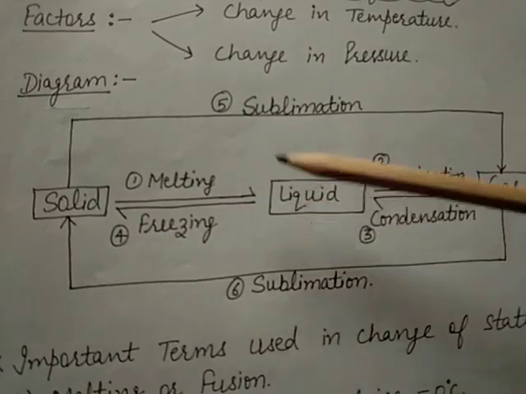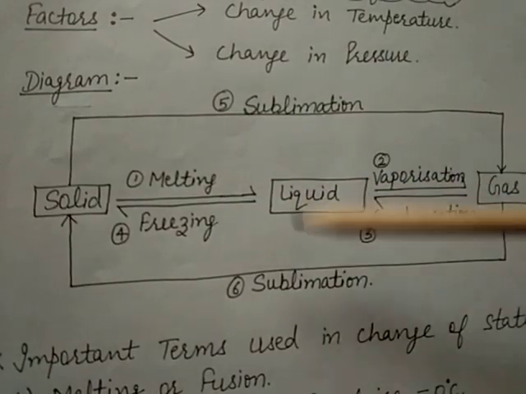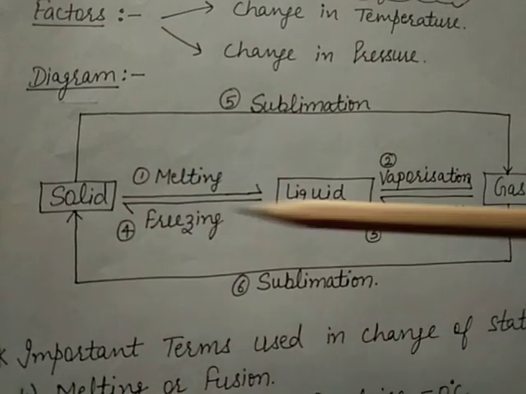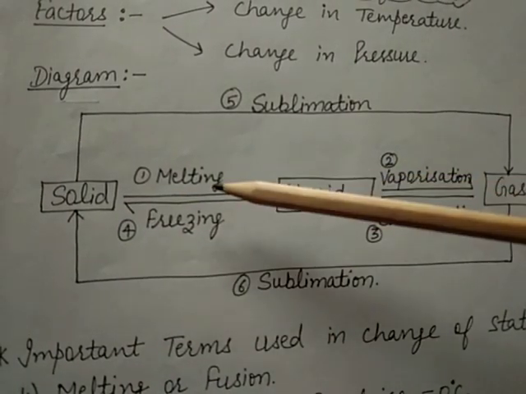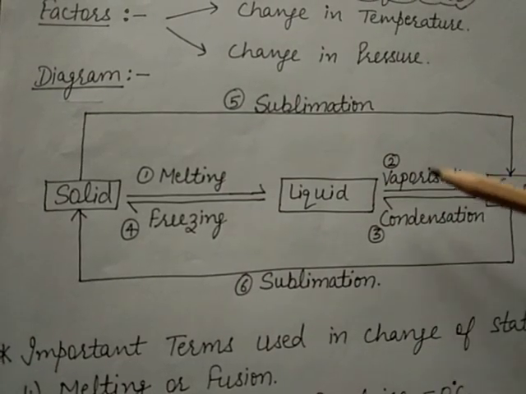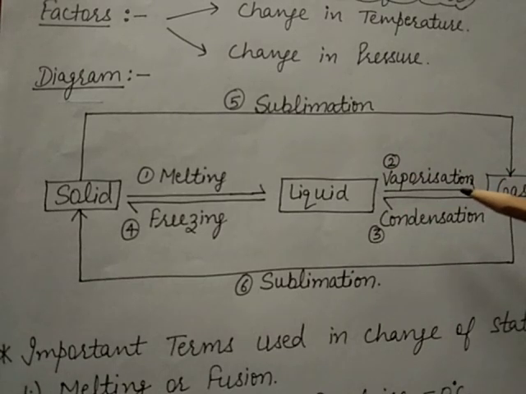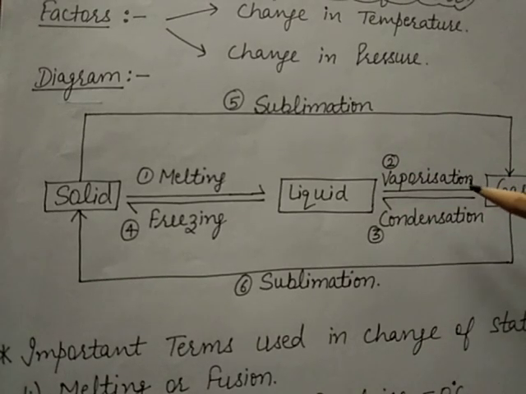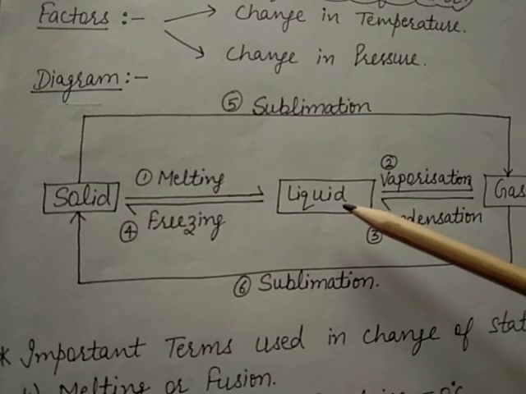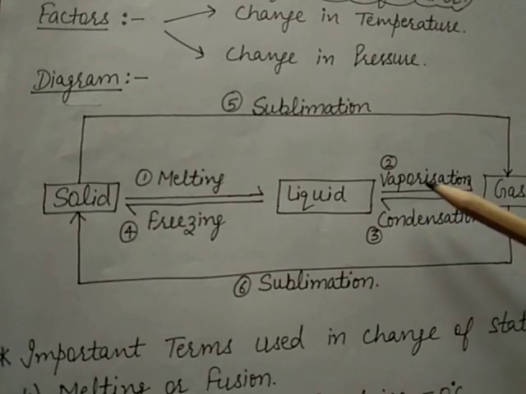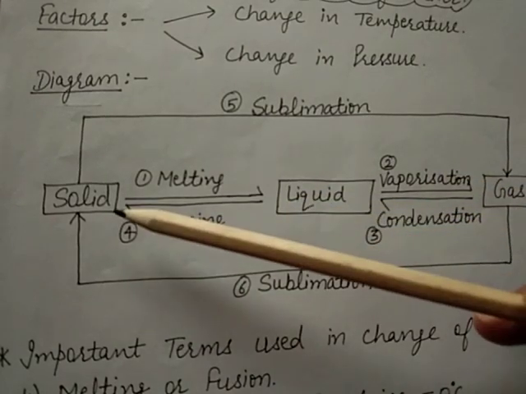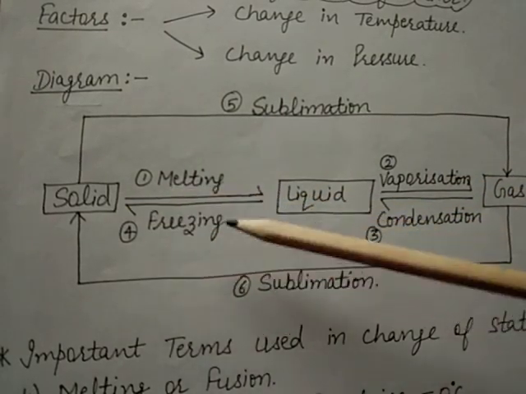Now this is the diagram to show the interconversion of three states of matter. Solid changes into liquid by the process of melting. Liquid changes into gas by the process of vaporization or evaporation. Gas again changes into liquid by the process of condensation, and liquid again changes into solid by the process of freezing.